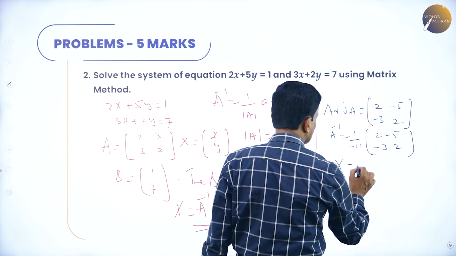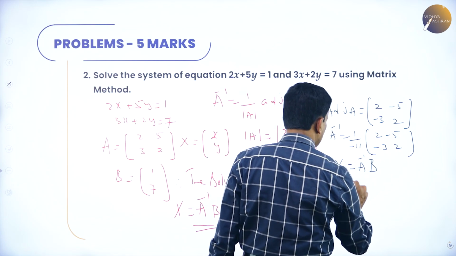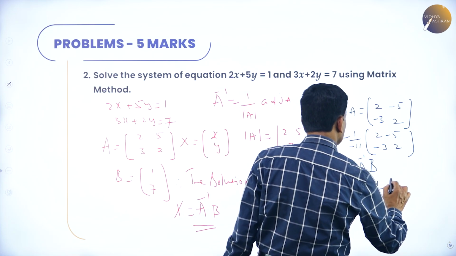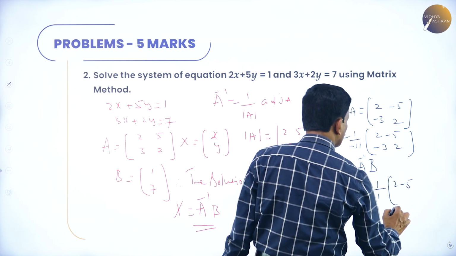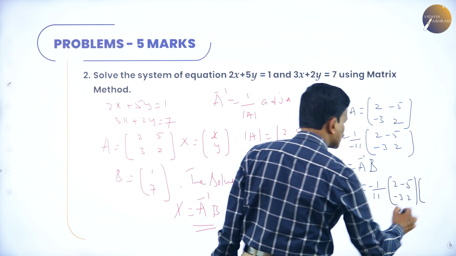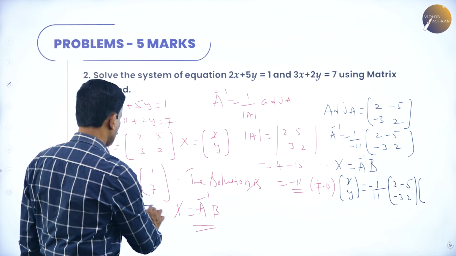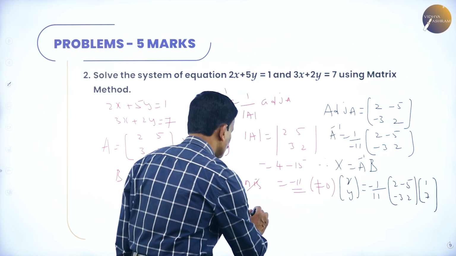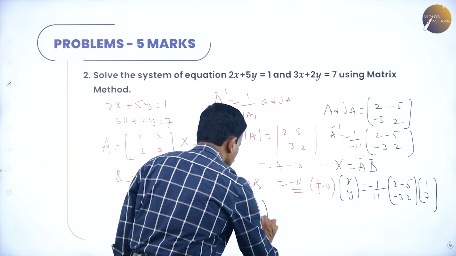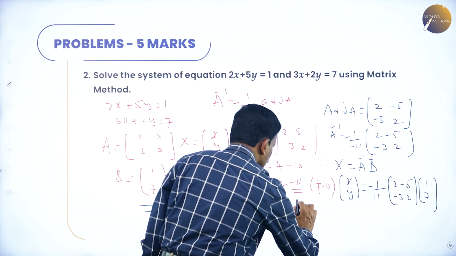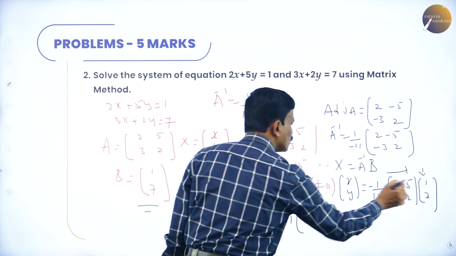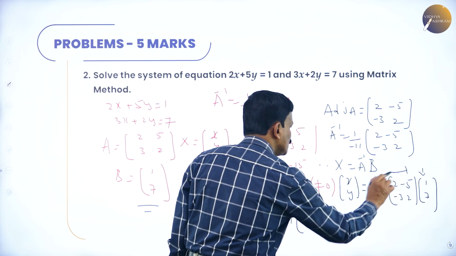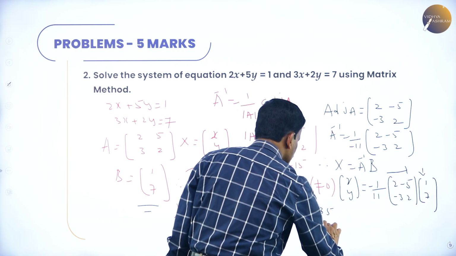So therefore X is equal to A inverse into B, that is X and Y is equal to A inverse, minus 1 over 11 into the matrix 2, minus 5, minus 3, 2 into the B matrix. What is matrix B? B is equal to 1 and 7. Simplify this. Now if I simplify this, X and Y is equal to minus 1 over 11 into, just multiply first row, first column, 2 ones are 2, again 7 fives are 35, again minus 3 ones are minus 3, plus 2 sevens are 14.